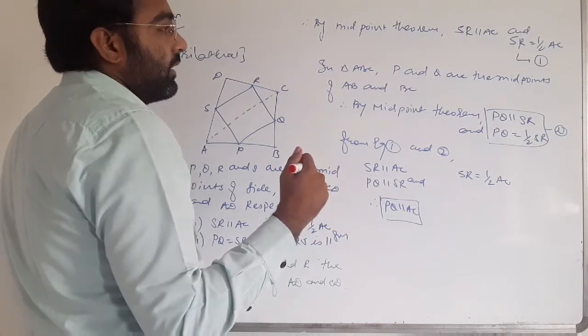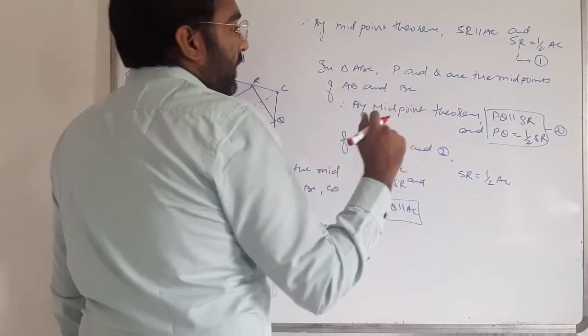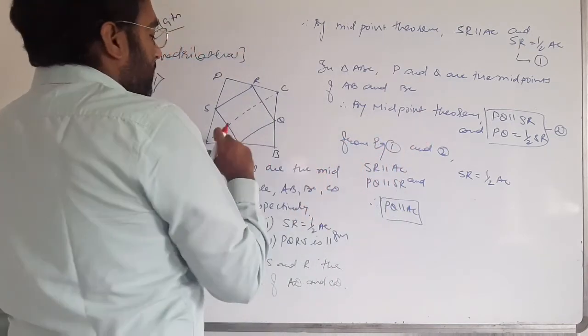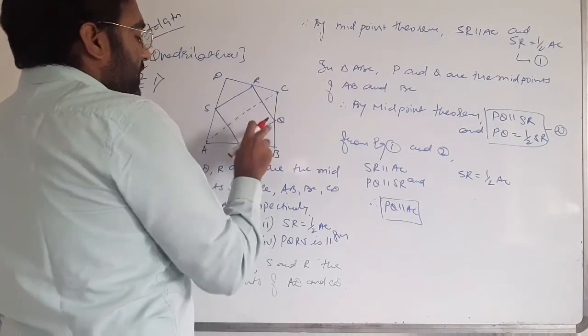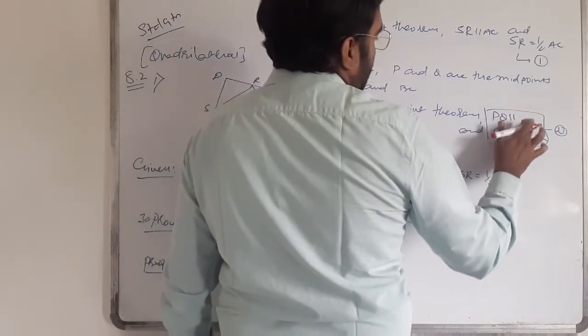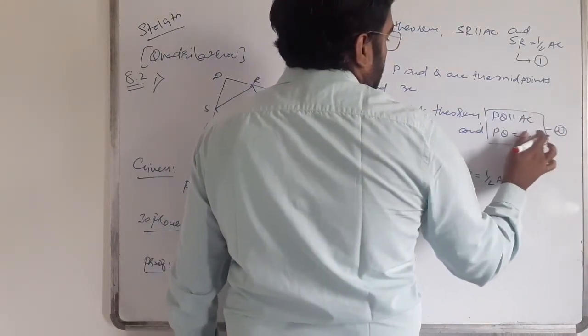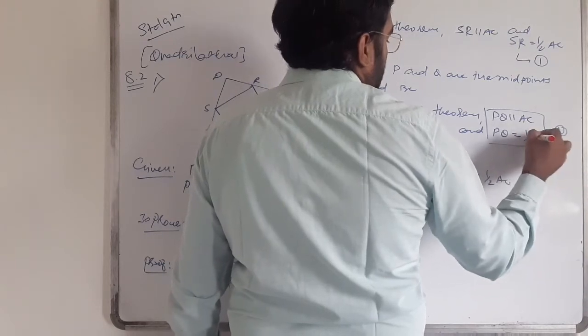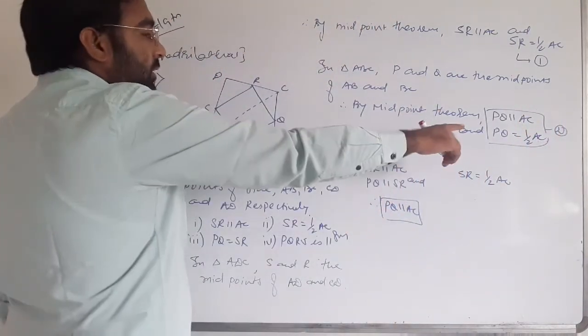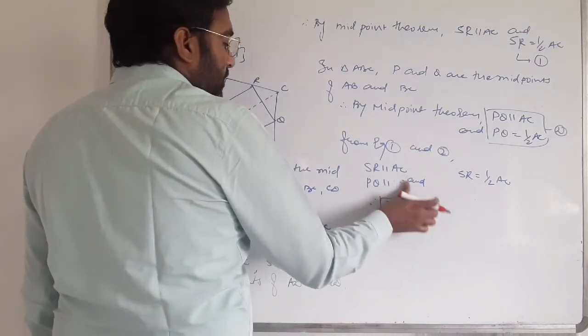Here is some mistake by me. Okay, please correct that. By the midpoint theorem in triangle ABC, we have to say that PQ is parallel to AC and PQ is half of AC. Okay, so correct at this place, that is PQ is parallel to AC and PQ is half of AC.